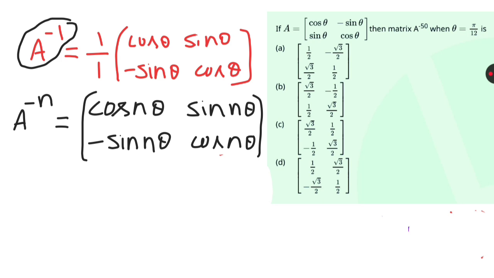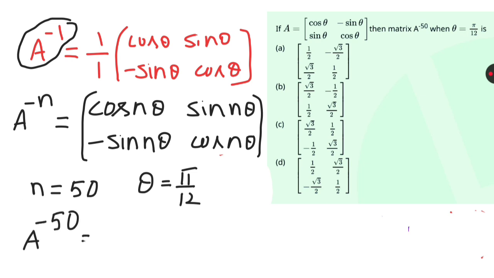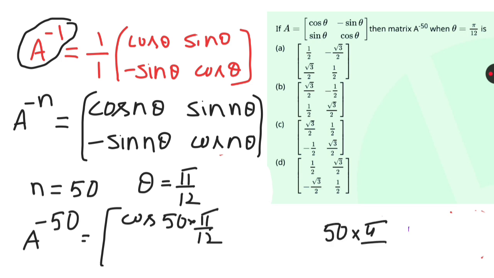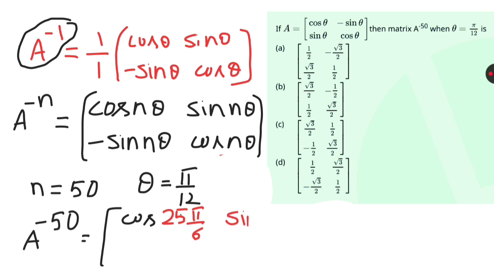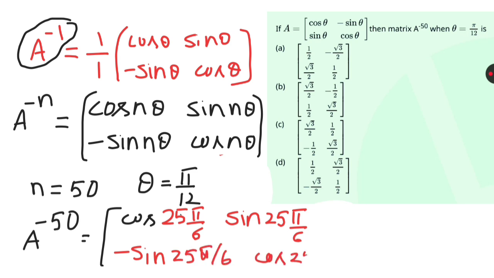But in our given question we have A raised to power minus 50. That means you have to take n as 50, and the given theta value is pi by 12. A raised to power minus 50 is equal to cos of 50 times pi by 12. If we cancel with 2, we are going to get 25 pi by 6. Then sin 25 pi over 6, minus sin 25 pi over 6, cos 25 pi over 6.